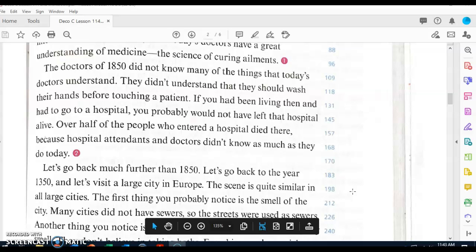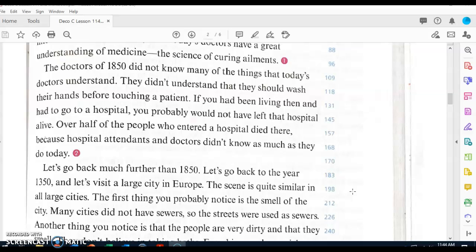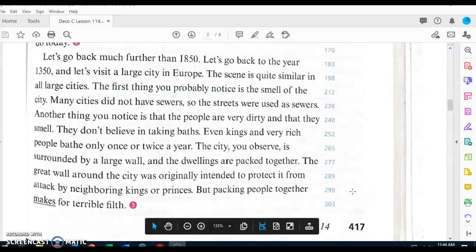Please follow along. The doctors of 1850 did not know many of the things that today's doctors understand. They didn't understand that they should wash their hands before touching a patient. If you had been living then and had to go to a hospital, you probably would not have left that hospital alive. Over half of the people who entered a hospital died there because hospital attendants and doctors didn't know as much as they do today. Listen to question number 2. Why did over half of the hospital patients die in 1850? Over half of the hospital patients in 1850 died because hospital attendants and doctors didn't know as much as they do now. Let's continue reading.